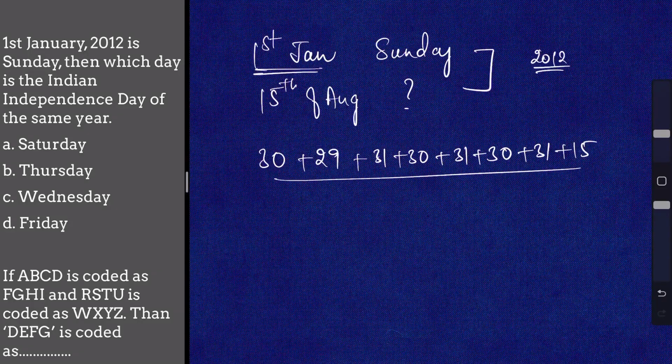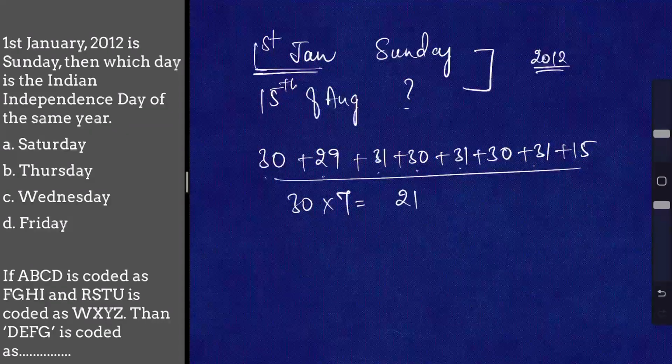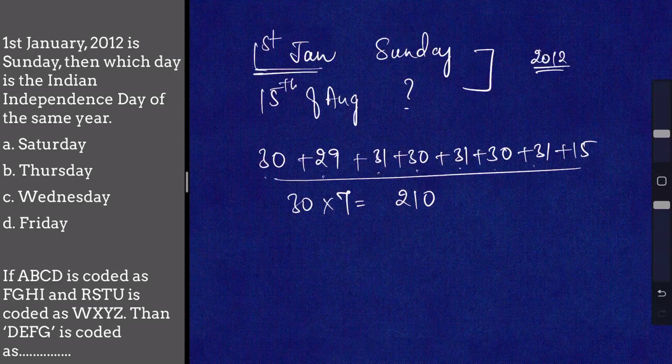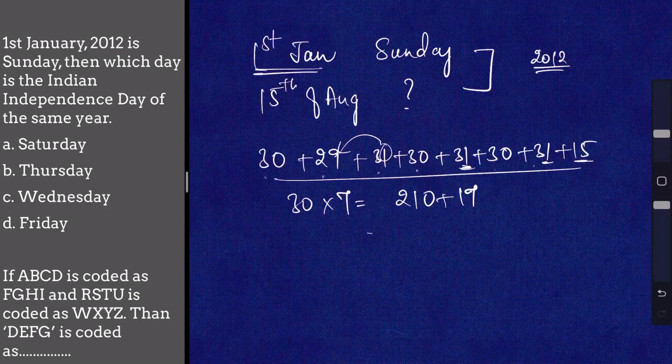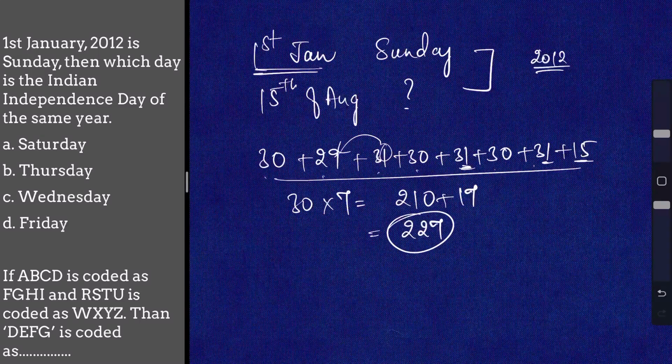So now 1, 2, 3, 4, 5, 6, 7. 30 multiplied by 7 will be 210 days. Then 1 from 31 goes here, so 29 also becomes 30. So how many extra days do we have? 1 here and 1 here, then 15. So that means 15 plus 1 plus 1 will be 17. So we have 227 days between those two dates.